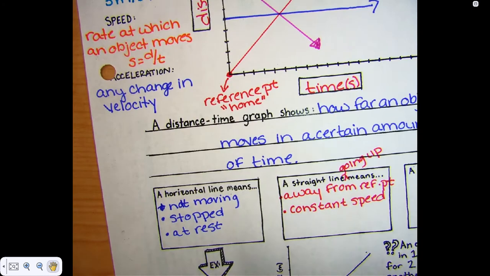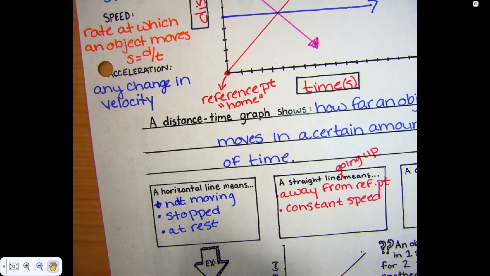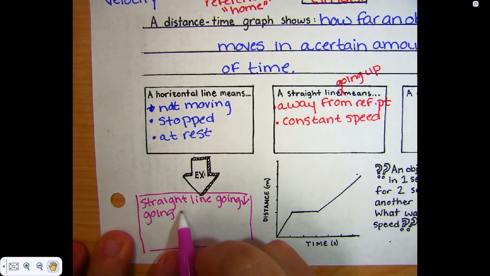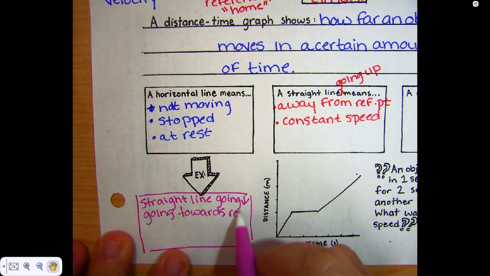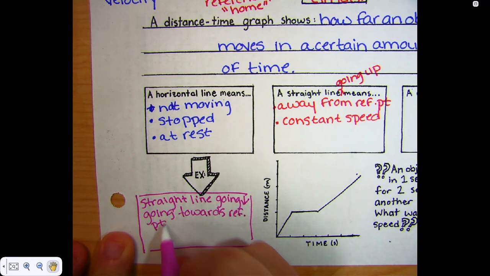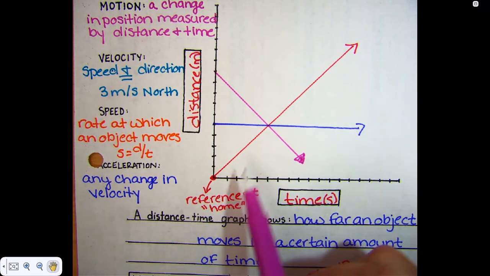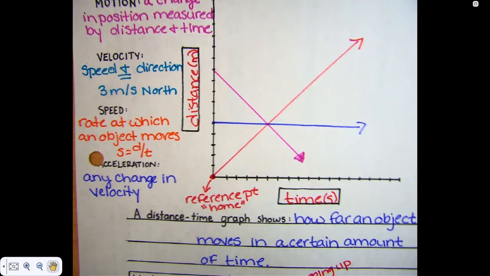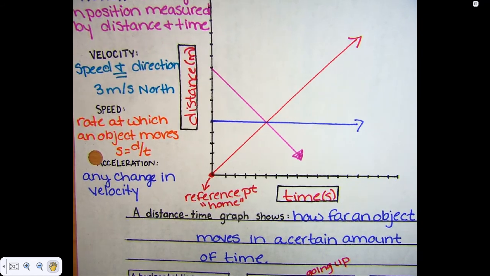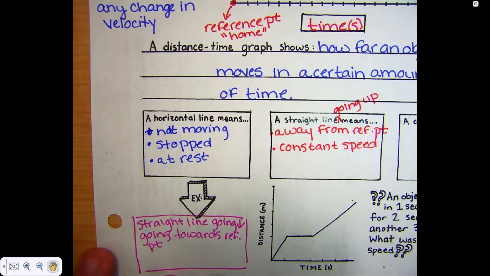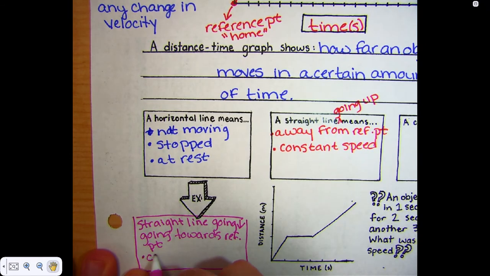So we would say it is going towards the reference point. And because it is a straight line, again, my speed is constant, okay? My speed is constant. I'm not going to calculate the speed for that line, but just understand, anytime you have a straight line, you have a constant speed. So you set it on cruise control.